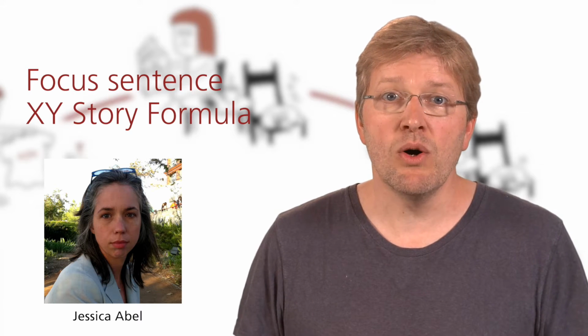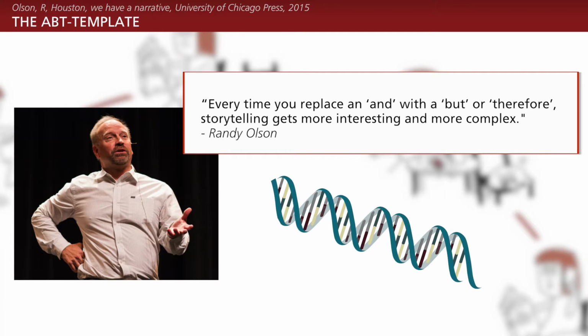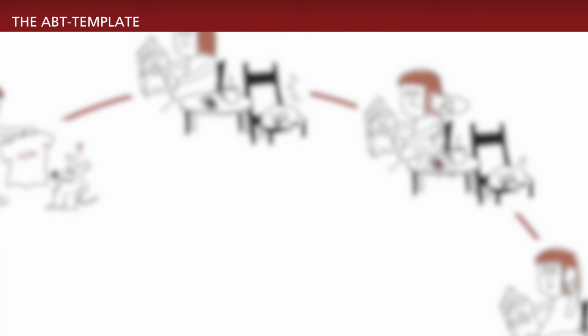But in effect, they all boil down to the simple idea of connecting the beats and sentences of a story with dynamic linking words. Every time you replace an "and" with a "but" or "therefore," Olson says, storytelling gets more interesting and more complex. So the ABT structure is the DNA of your story, so to speak. It turns up in every good narrative, in different disguises, with different linking words, and with different details attached to them. Let's have a look at some examples.